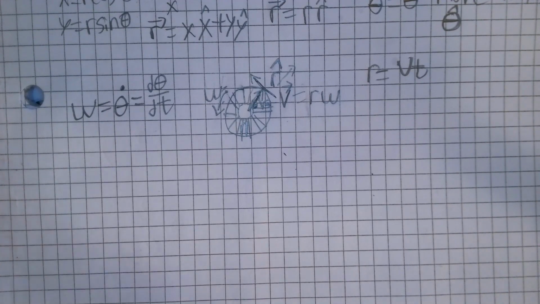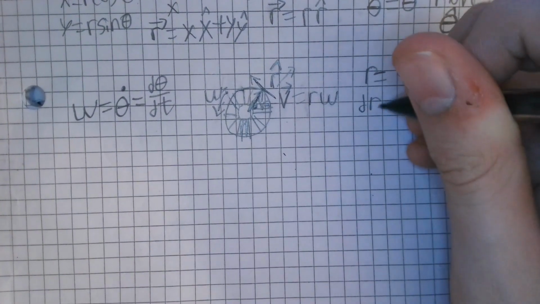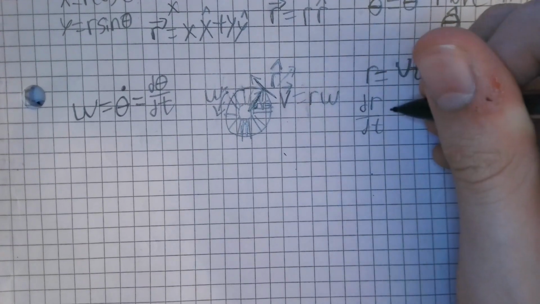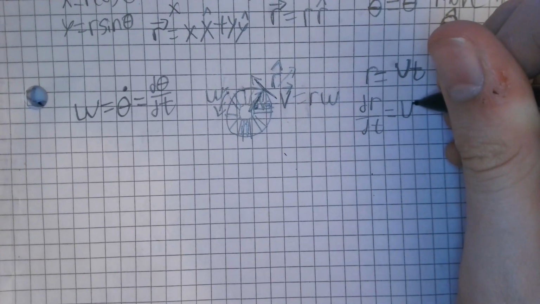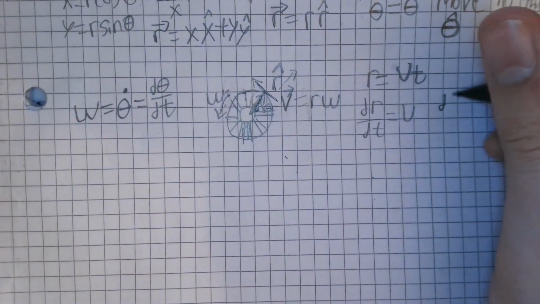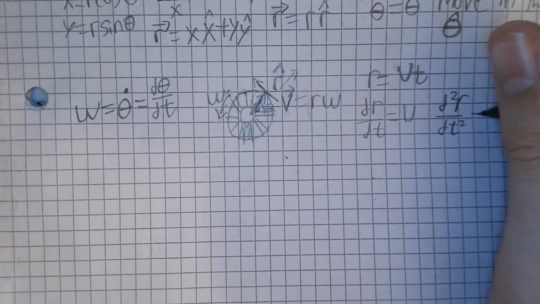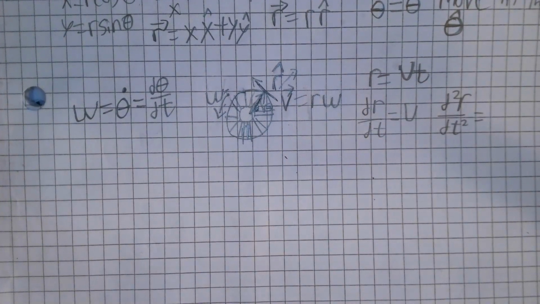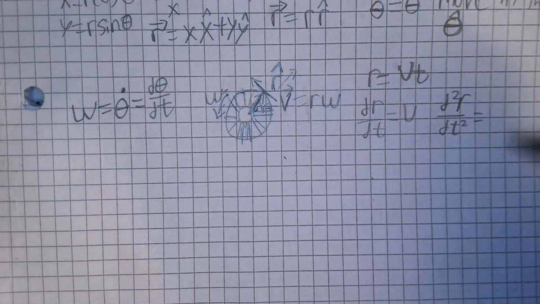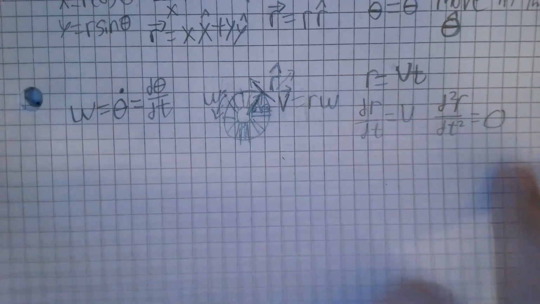So, really quickly, this will come in handy later. The derivative of r with respect to time is just equal to u, right? Cancel out that t. Power rule. This will also come in handy. The second derivative of r with respect to time, which would be like an acceleration, whereas this is speed, this would be acceleration. 0. Okay? Because the derivative of any constant, u is a constant, 0.